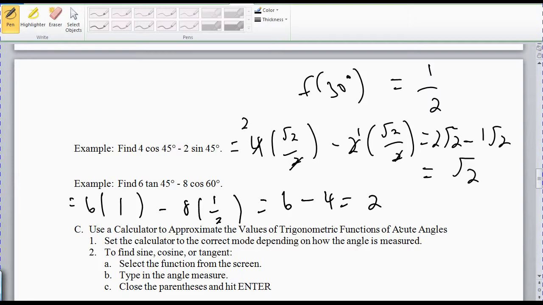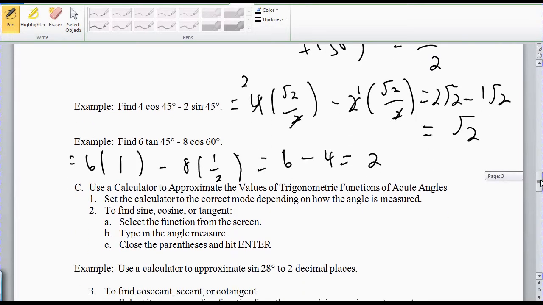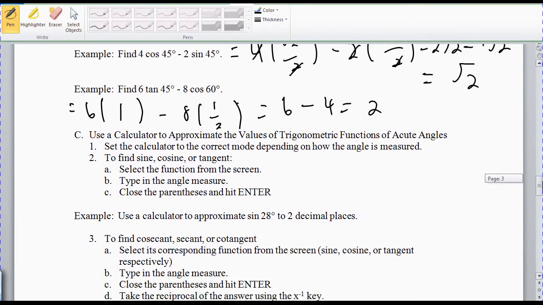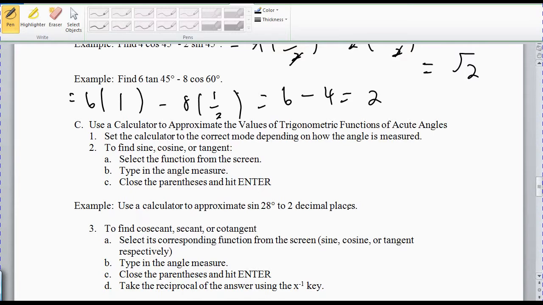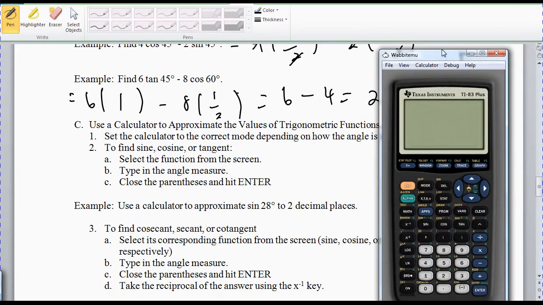And we've been doing a lot of this information, and I've been doing a lot in my head. So there may be other ways of doing this. And yes, there may be a calculator way. And that's what we're going to do now. We're going to use our calculator to find some trig values. So let's go ahead and look at a calculator.